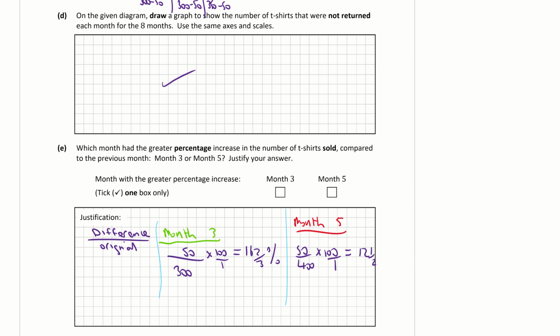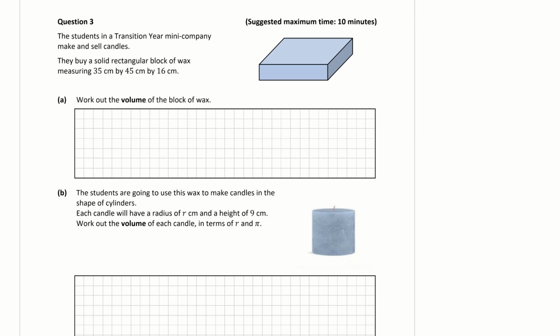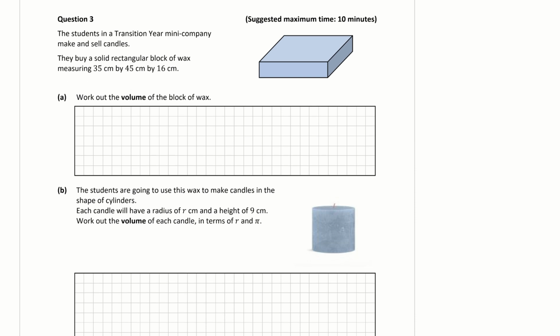So the question wants is which month had the greater percentage increase? Well, the greater increase occurred in month 3 because it went up by 16 2/3 rather than 12.5. That's question 2. Scrolling down now to question 3. The students in transition year mini company make and sell candles.